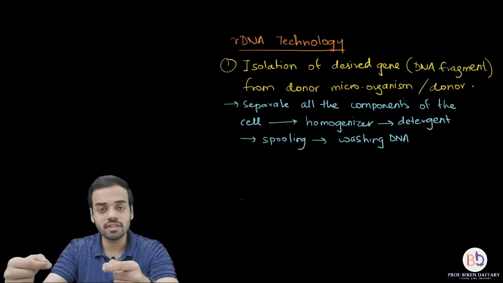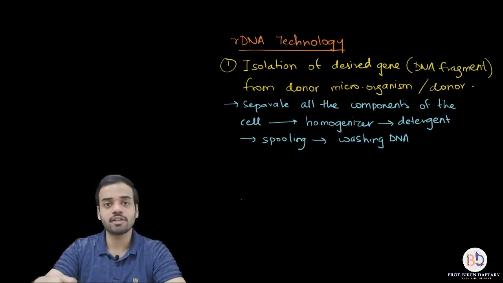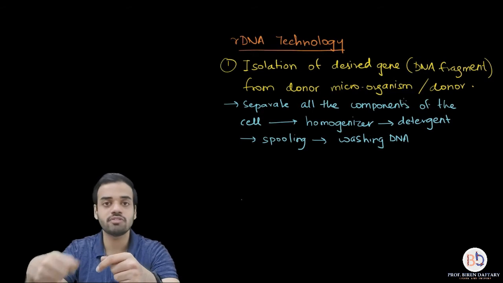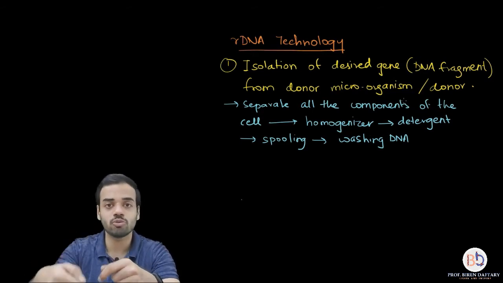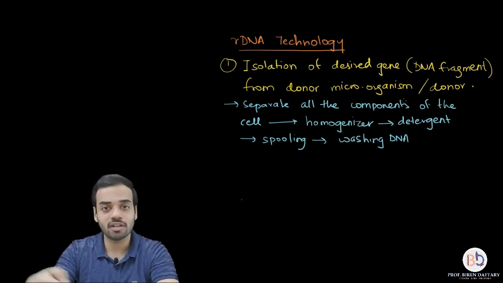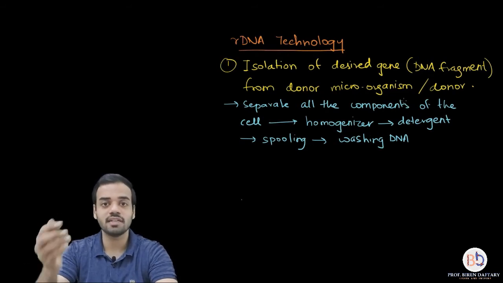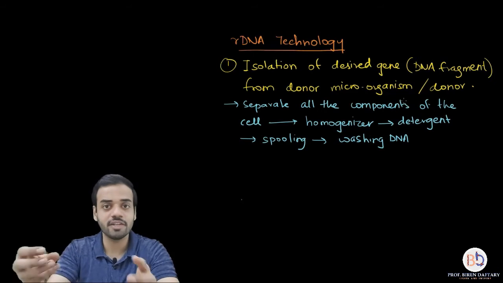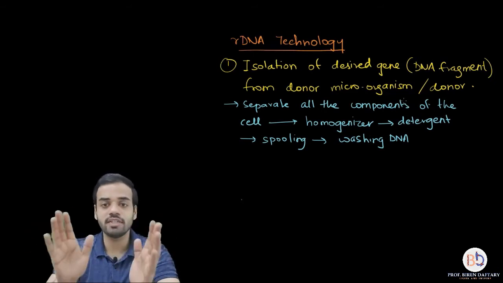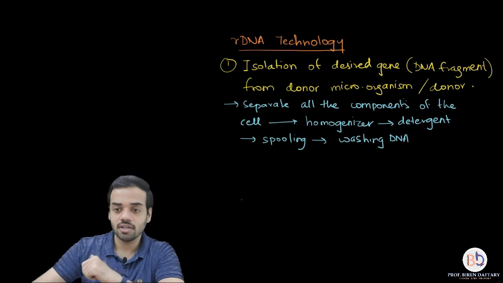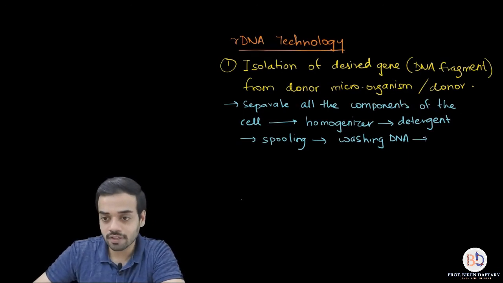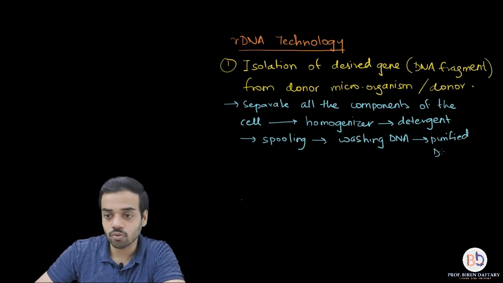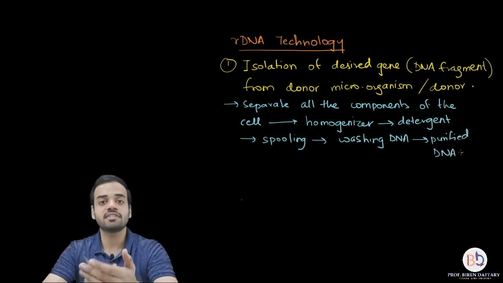If you use a glass rod, you can spool it out, just like when you are eating noodles with the help of a spoon, you will spool those noodles and eat. In the same way, you use a glass rod and you will spool out the DNA. You will shift it to another container, you will wash it because it will have impurities attached to it. So you have the DNA with you. Is this clear? Okay, so you have the purified DNA with you.